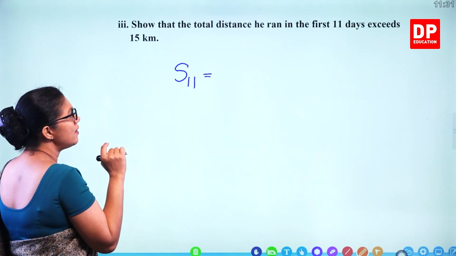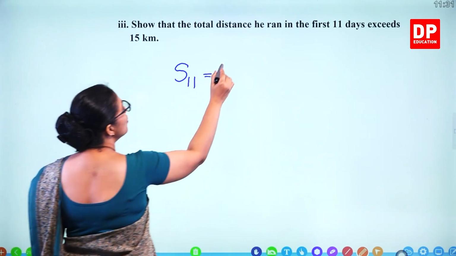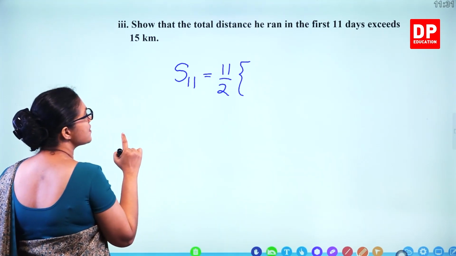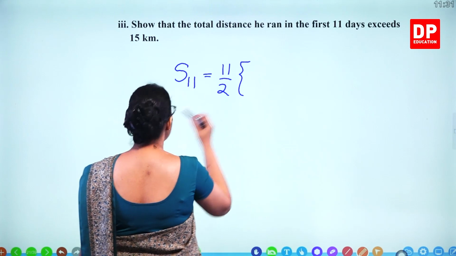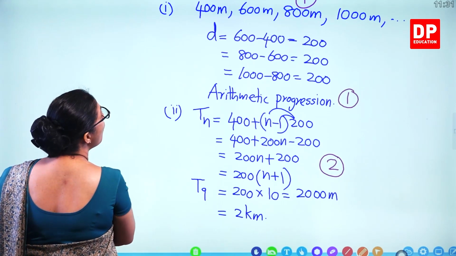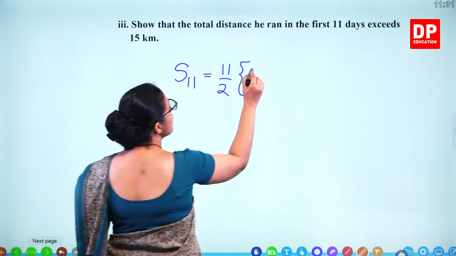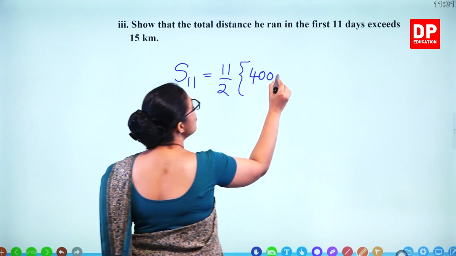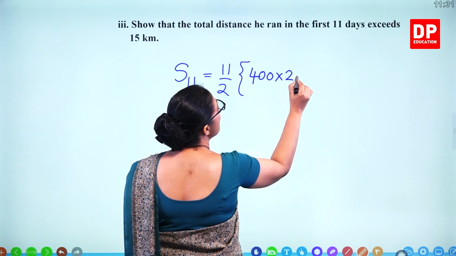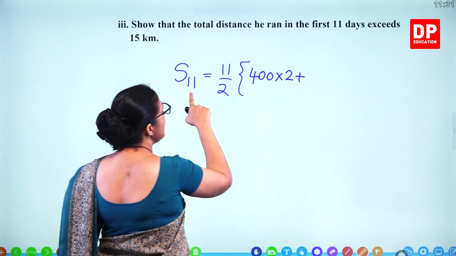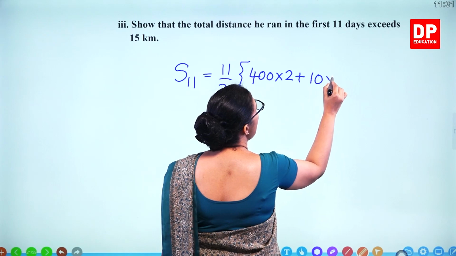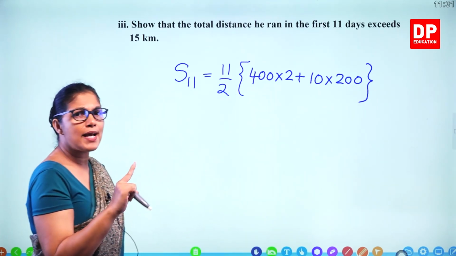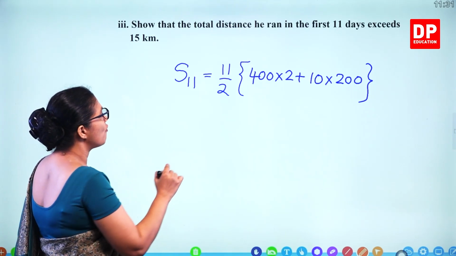What's the formula? n over 2. 11 over 2. We know the first term and the difference, we'll use that. First term is 400, into 2, 2a, plus n minus 1, so 11 minus 1, 10, and d is 200 meters. 2a plus n minus 1 d in the sum formula.